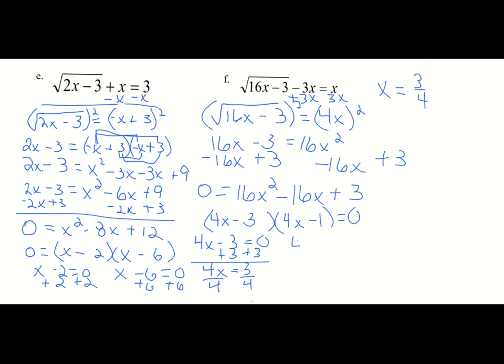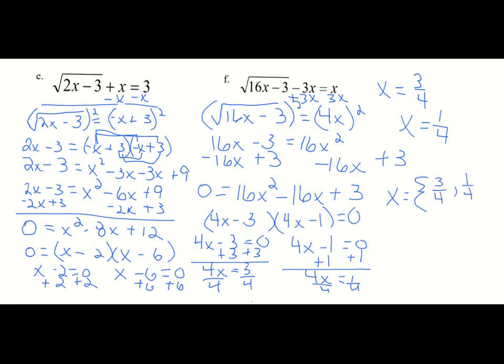And then 4x minus 1 equals 0. We're going to add 1 to both sides. So 4x equals 1. Divide by 4. And x will equal 1/4 as well. So our solutions here, and I did check them both, and I encourage you to do it as well, both solutions will work in the original equation. So 3/4 and 1/4 are both solutions to this equation.